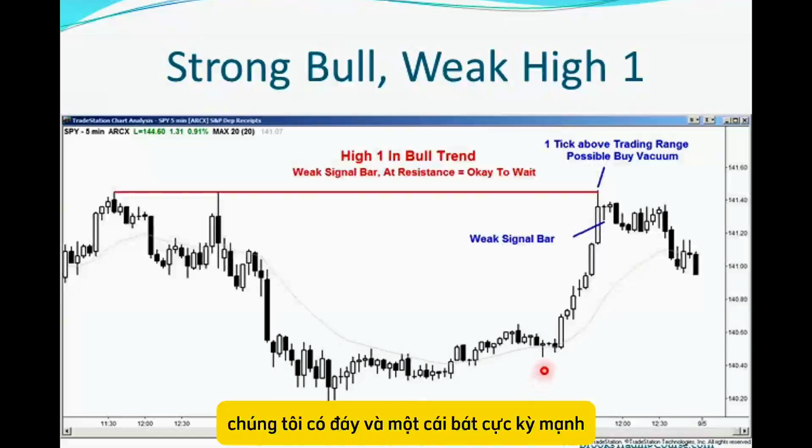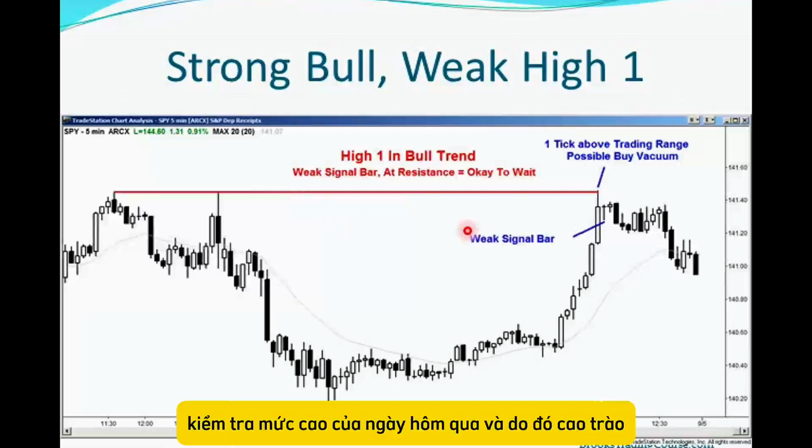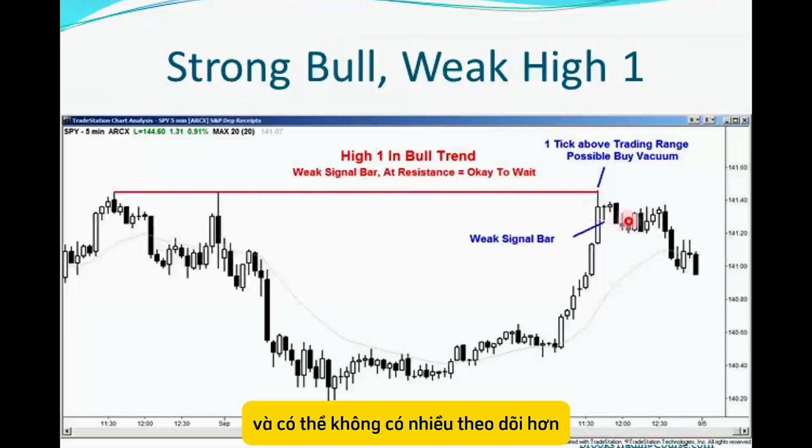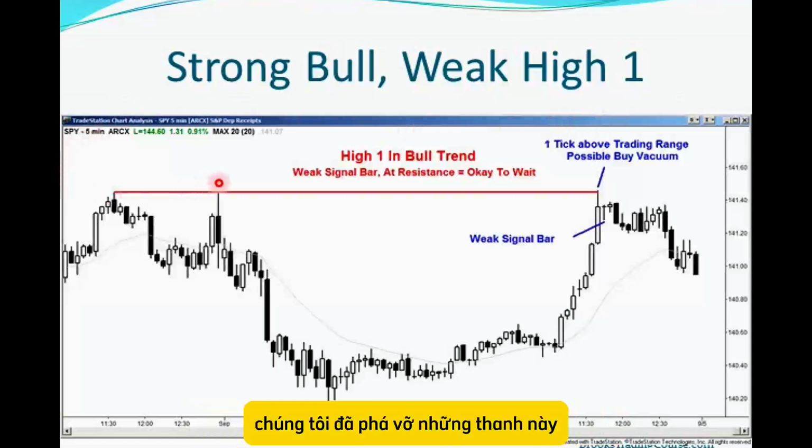Here we have a bottom and an extremely strong bull breakout, and now the bars are even getting bigger. These last 2 bars are extremely big, but look where they're going. They're going right up to a prior high, earlier, a high from the day before. So it might simply be a buy vacuum testing yesterday's high, and therefore a buy climax, and there might not be more follow through. If this bar closed way up here, then I would say, yeah, we broke way above these bars, and I'd be much more inclined to buy a high one up here.